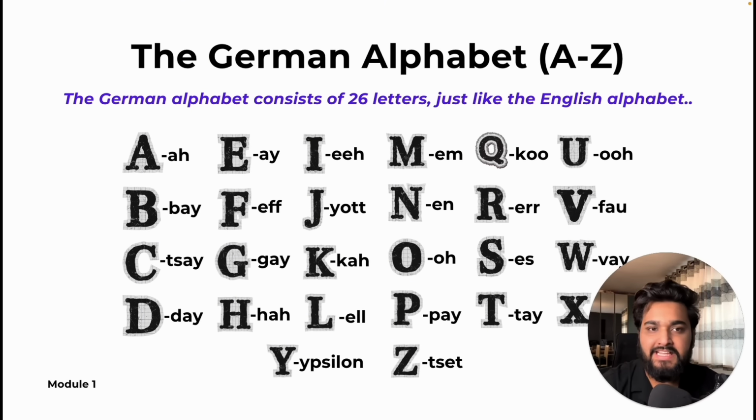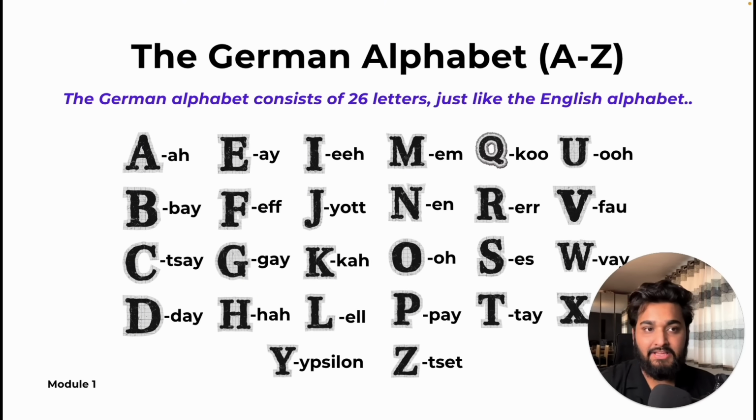Instead of saying A, you would say A, okay? A. B, you will say B. Then C, you would say Se. Like the English, but with a T sound. D is day, like the normal English day, okay? A, B, C, day.